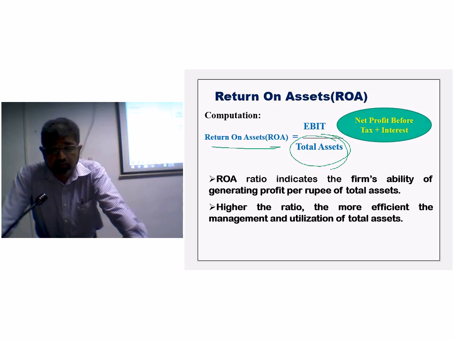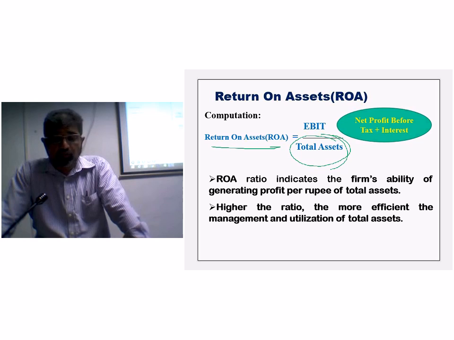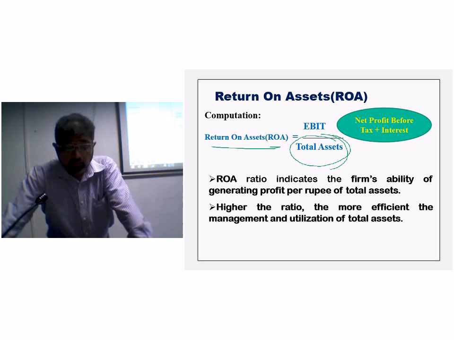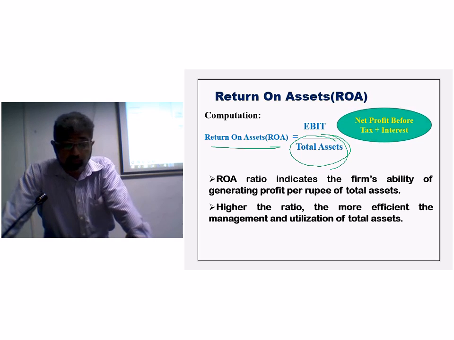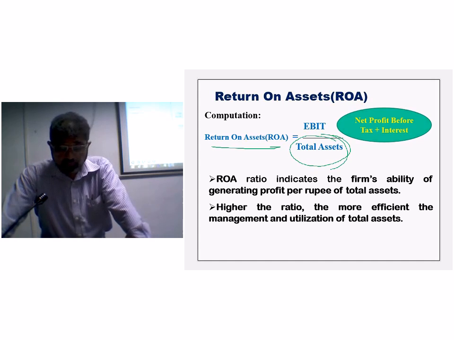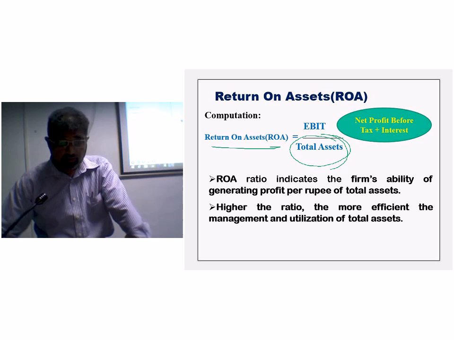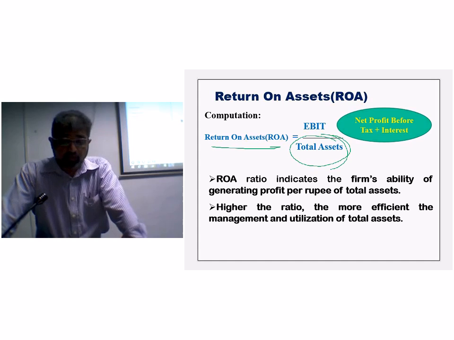The ratio indicates the firm's ability of generating profit per rupee of equity shareholders' or equity capital. The higher the ratio, the more efficient the company or the management in utilization of shareholders' funds. Then they have already utilized their funds for earning higher profit. Then that is the indicator of fund utilization of equity shareholders, right?